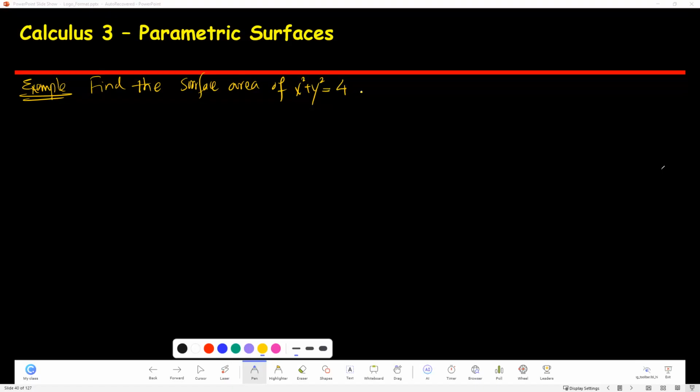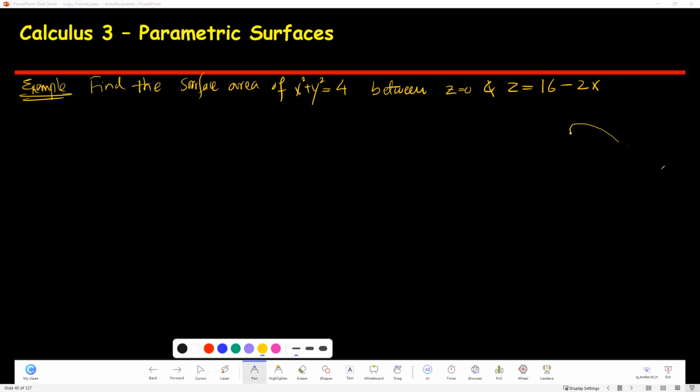X squared plus y squared equals 4, between z equals 0 and z equals some equation, z equals 16 minus 2x. Okay, these two limits are given, and x squared plus y squared looks like r.